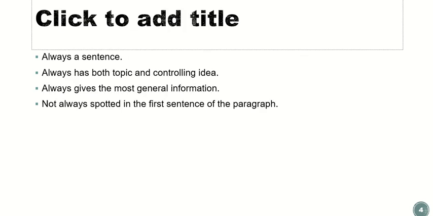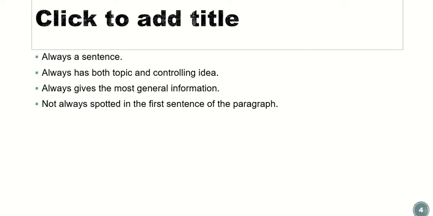A topic sentence is always a sentence. Mostly it is only one sentence. It always has both a topic and a controlling idea. It always gives the most general information because it gives the reader what is being discussed.